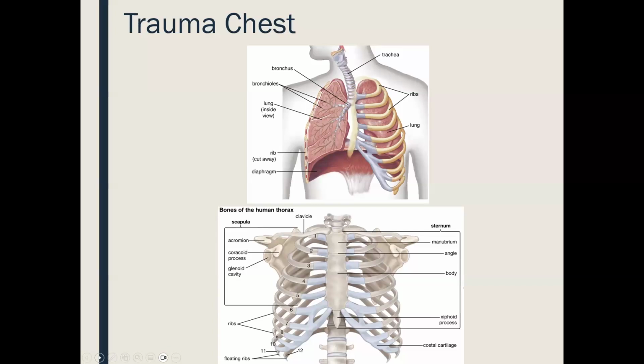Is the chest, trauma chest. You have the thoracic viscera, surrounded by the walls of the thorax: the heart, the lungs, the organs of respiration, the cardiovascular and lymphatic systems, and portions of the esophagus and the thymus. So that's part of the thoracic viscera.